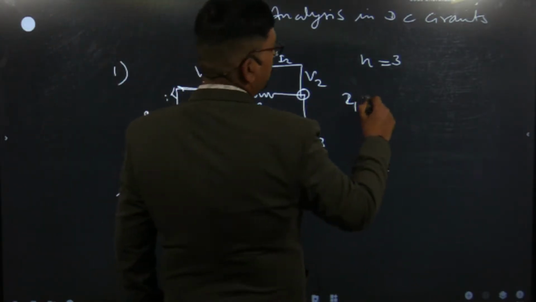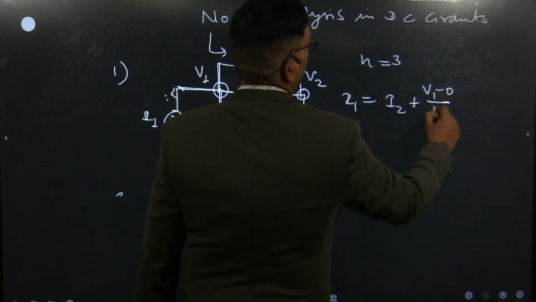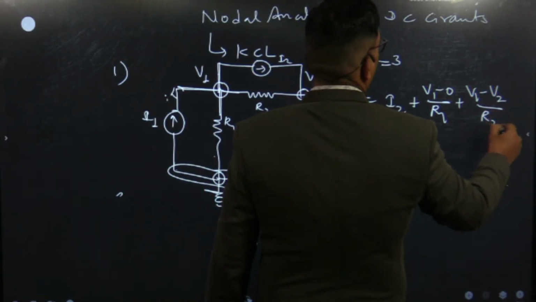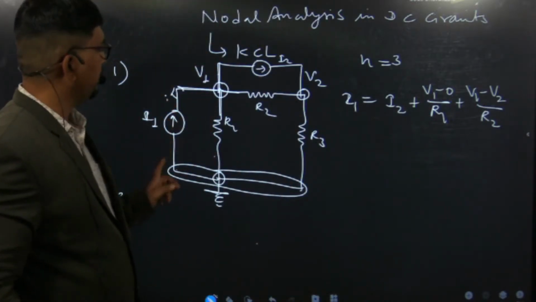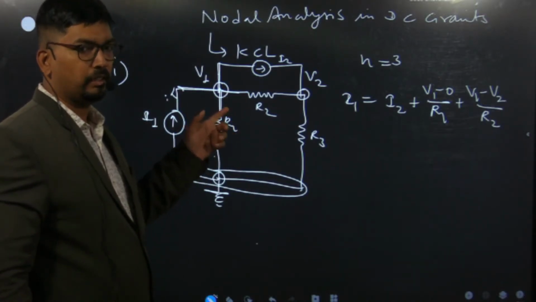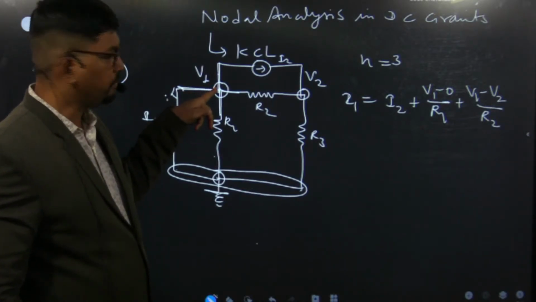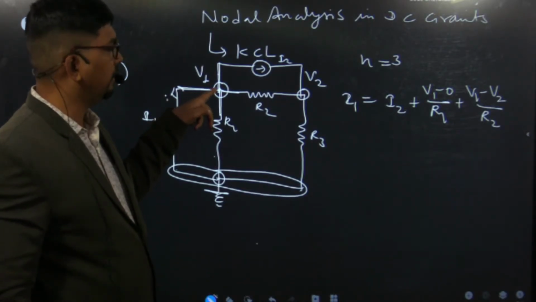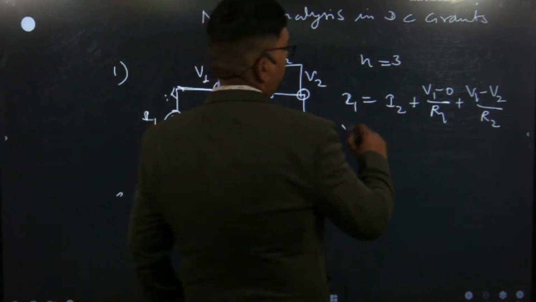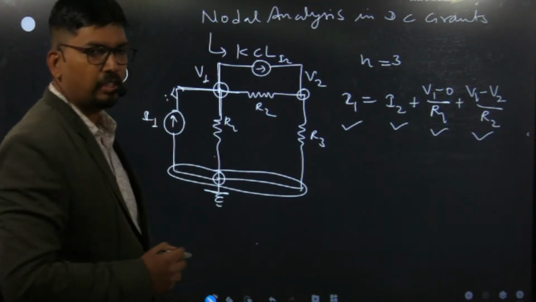So the equation will be I1 equals I2 plus (V1 minus 0) upon R1 plus (V1 minus V2) upon R2. At this node there is only one incoming current, while the current in a resistance will always be outgoing. The reason is that on a particular node we have assumed that this potential is higher with respect to all others, so the current in the resistance will always be outgoing. So there are 4 currents: I1, I2, V1 upon R1 and (V1 minus V2) upon R2. This is our equation number 1.